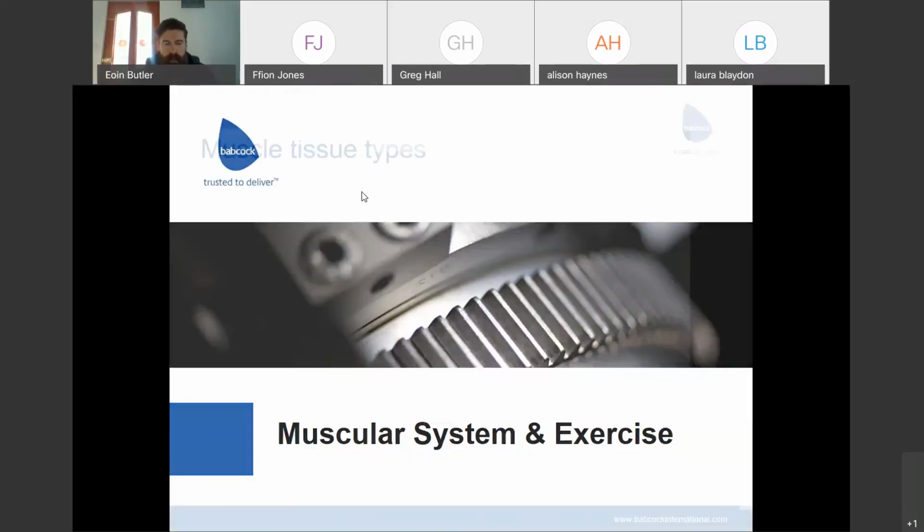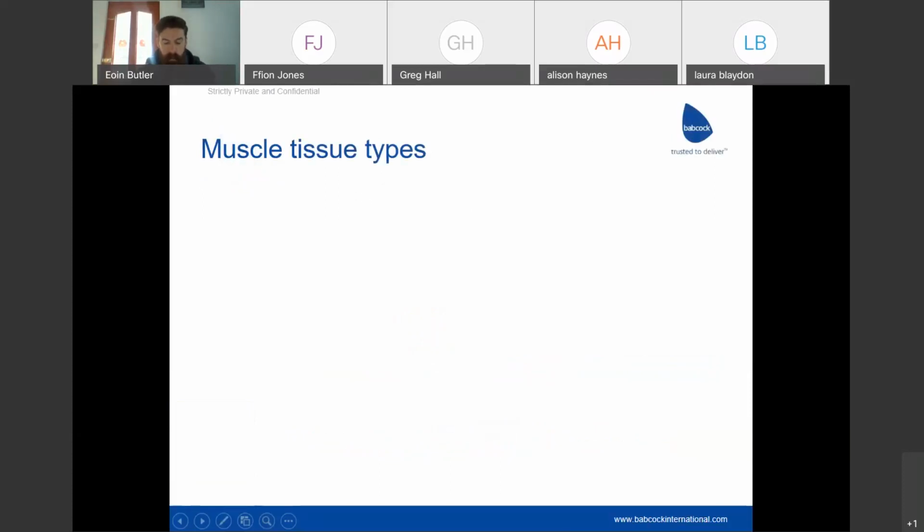Okay, so as I said, we're going to look at the muscular system, and we're also going to look at its relation to exercise. So first of all, a little bit of recap from level 2. So can anybody tell me what the 3 types of muscle tissue are? Three muscle tissue types. Anybody know what they are? Is it smooth, muscular, and cardiac, possibly?